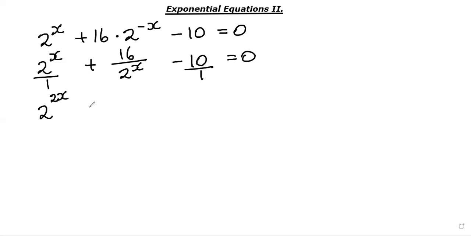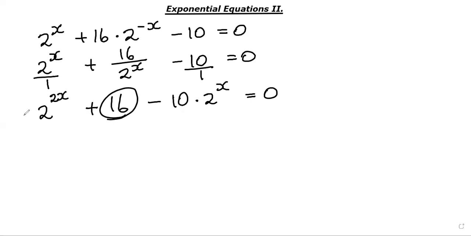to the 2x. And if you say 2 to the x times 16 over 2 to the x, you get a solid 16. And if you say 2 to the x times 10, you get 10 times 2 to the x. And you say everything is equal to 0. Then once again, you realize the coefficient here is 2. The coefficient here is 1. And this one does not have a variable. So you think of a quadratic equation.